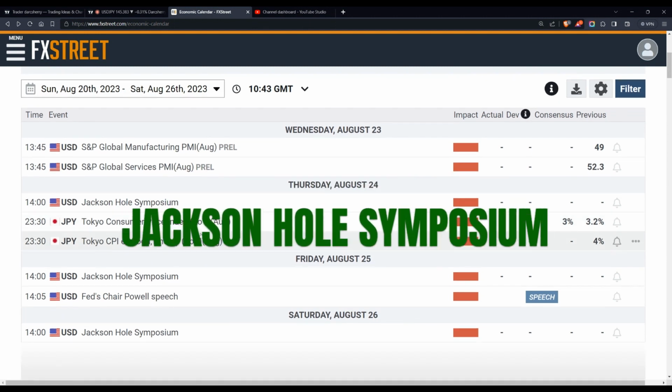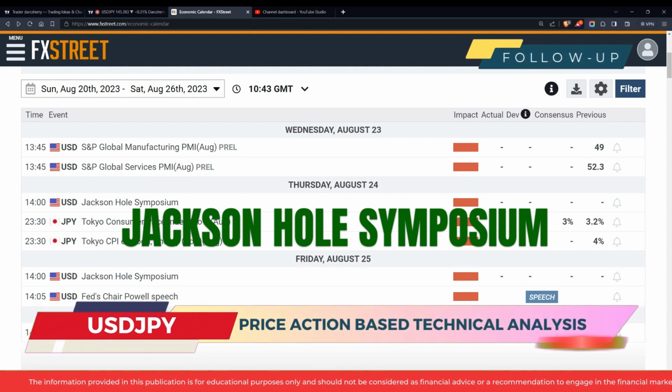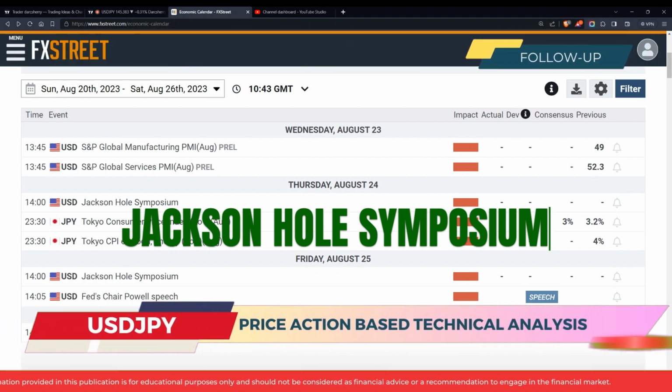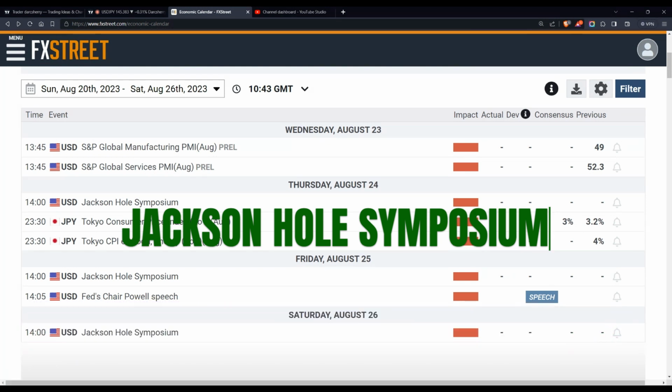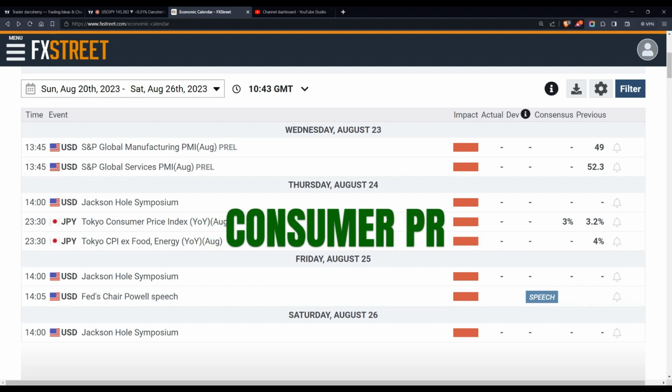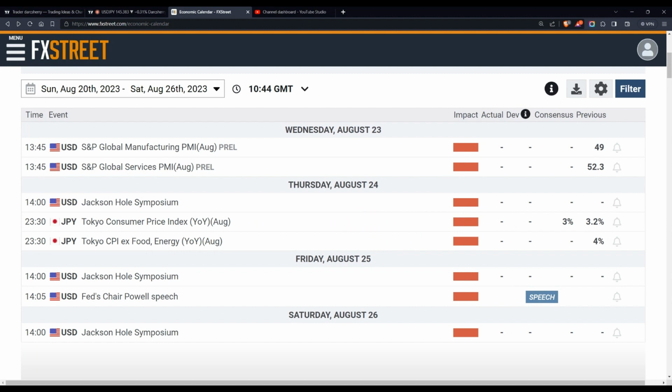Then on Thursday, Friday, and Saturday is the Jackson Hole Symposium, which is a significant annual gathering of central bankers, economists, and financial market participants. It offers a platform to discuss critical economic and monetary policy issues, which of course will be impacting the market sentiment. Then on Thursday, we have the Consumer Price Index from the Japanese economy. It measures inflation, impacting the purchasing power of consumers and of course influencing market expectations about central banks' policies and interest rates. So these are very high impact events that will help us to gauge economic activities and of course sentiments, thereby helping us to make informed trading decisions.